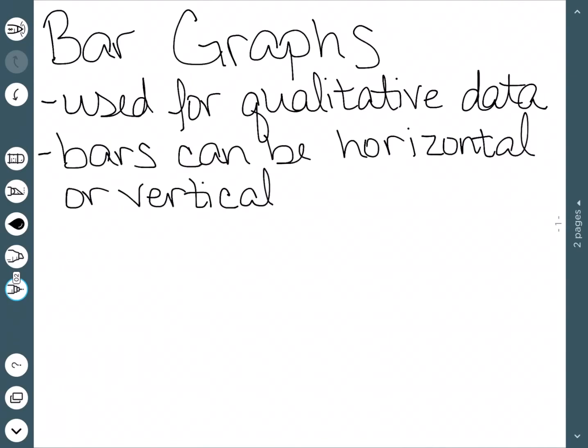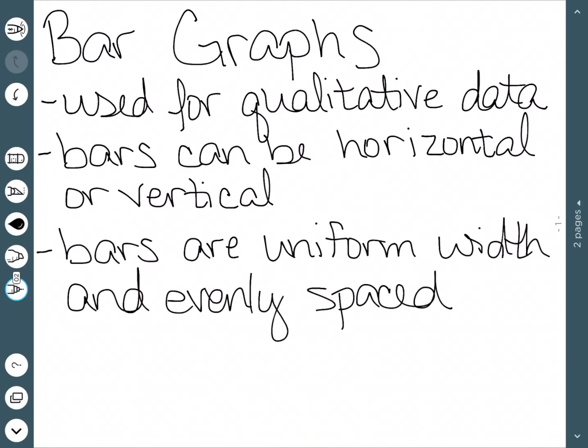Next, bars can be either horizontal or vertical. And this is really a personal preference on whether you prefer a vertical bar graph or a horizontal bar graph. Finally, the bars need to be uniform width and evenly spaced. In a histogram, all of our vertical bars needed to touch. In a bar graph, they actually should not touch. We should leave an amount of space between the bars, and this should be a uniform space throughout the graph.